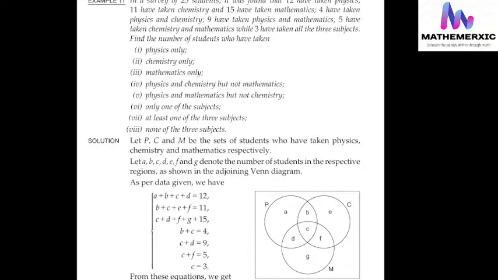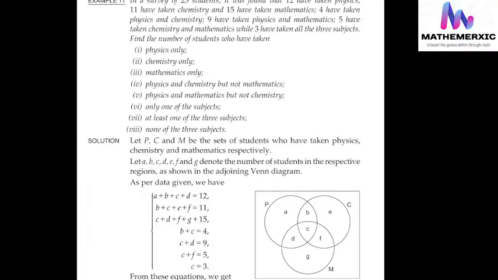So we were discussing this particular question. Since we have a total of 25 students surveyed, it was found that 12 took physics, 11 chemistry, 15 math, and the combinations have been given after that.